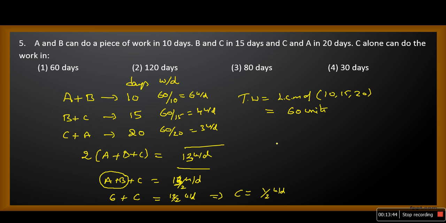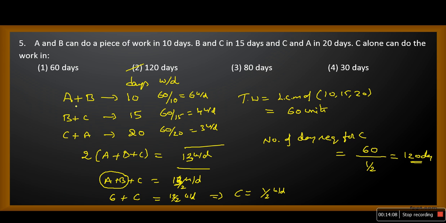If C alone works, the number of days required for C is equivalent to total work divided by work done per day. What is the total work? 60 units divided by half, which is 120 days. So the answer is option 2.